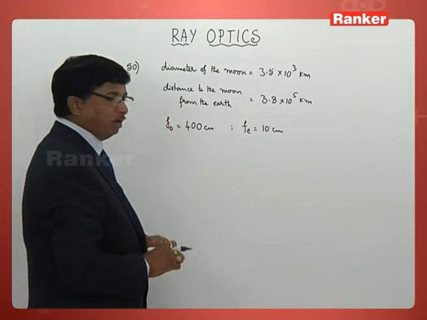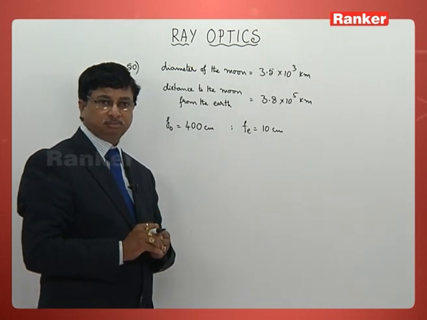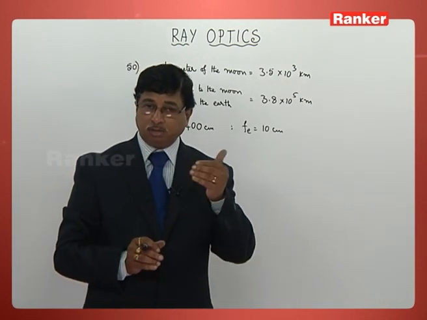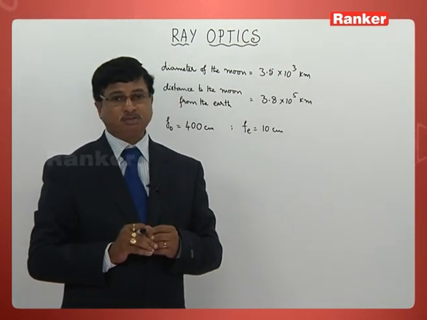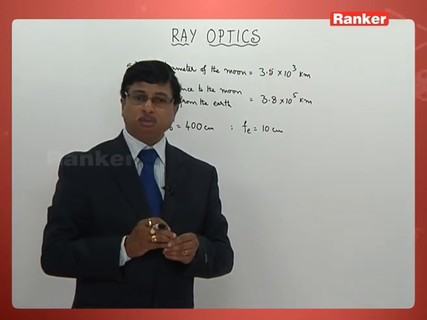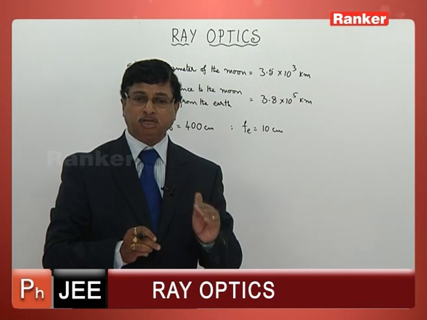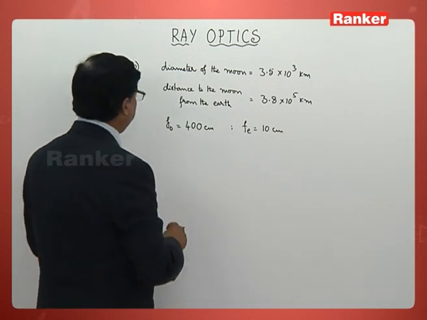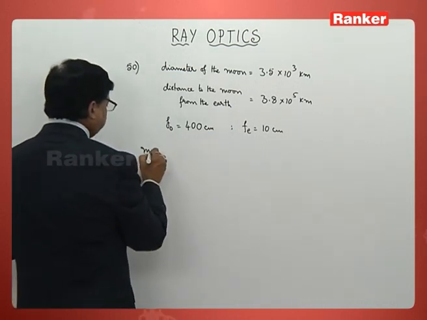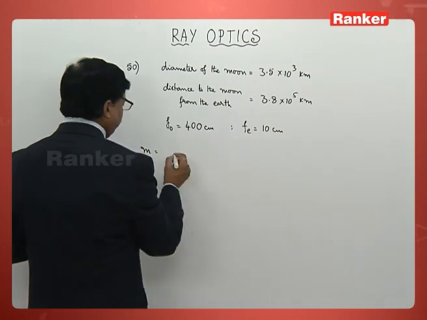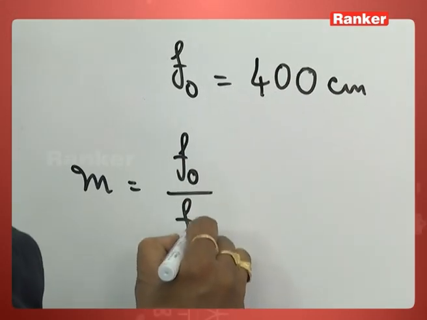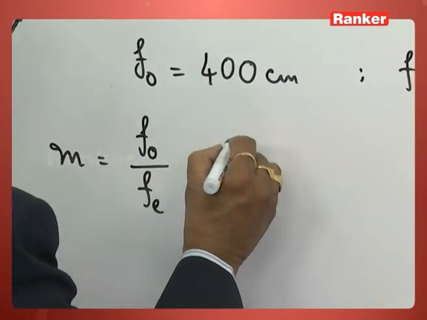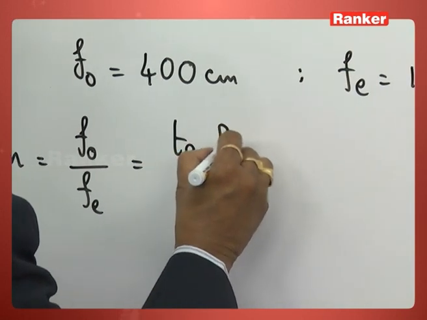And certainly one should understand this is a telescope, because a telescope is used to observe distant objects, that too heavenly bodies. It is an astronomical telescope. When viewed through the telescope, the diameter of the image of the moon will appear as how much? That is the concept. So first of all, magnification is equal to FO by FE, which is equal to tan beta by tan alpha.